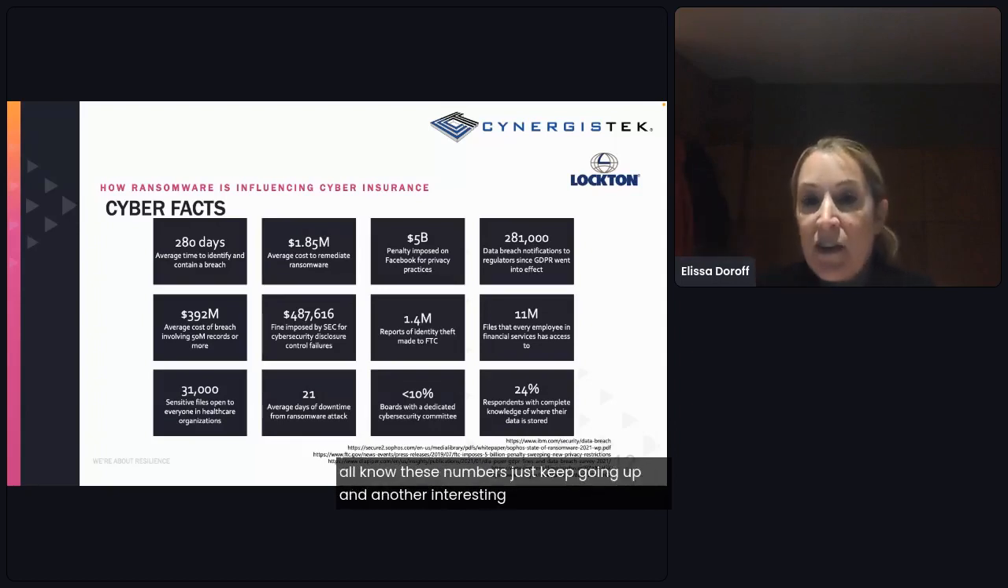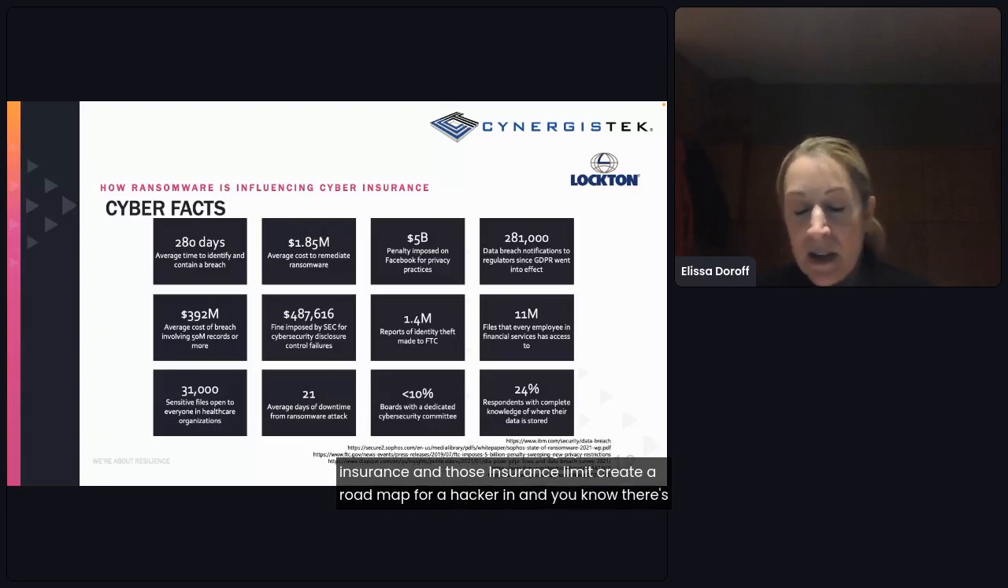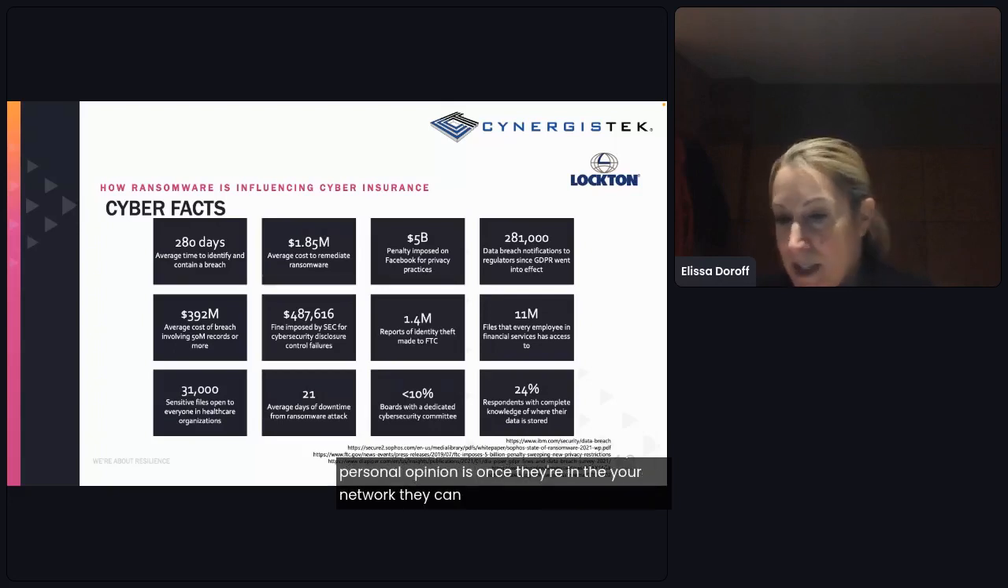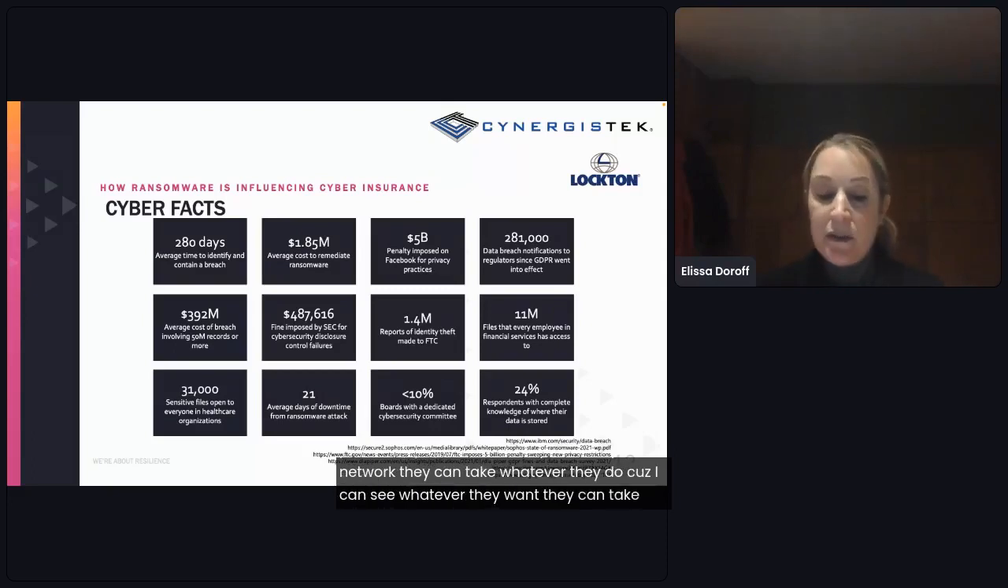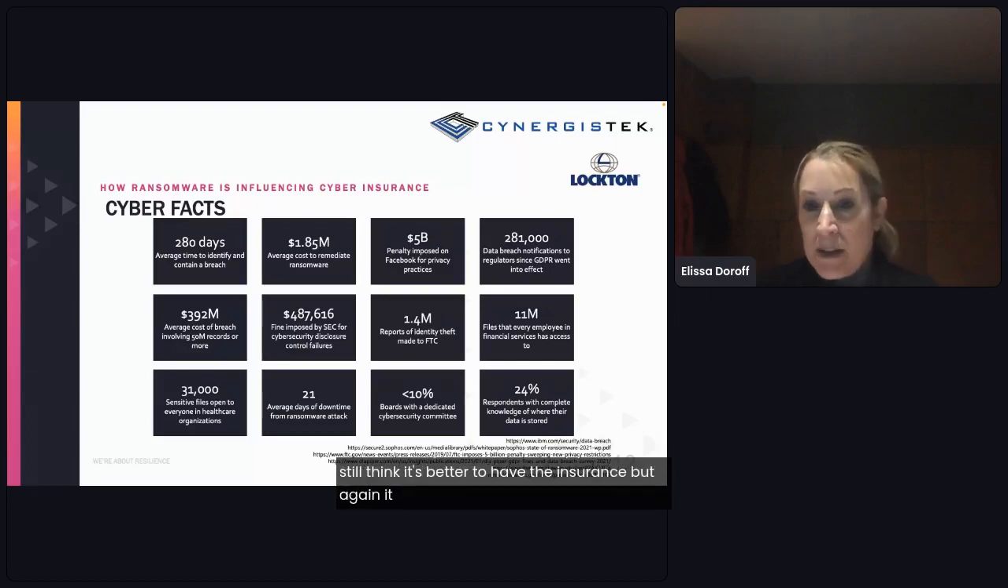And another interesting fact and topic for discussion is, there's been a lot of discussion around, does having cyber insurance and those insurance limits create a roadmap for a hacker? And there's differing perspectives on this. My personal opinion is once they're in your network, they can see whatever they want, they can take whatever they want. But certainly, I still think it's better to have the insurance. But again, it is a discussion, and it is an interesting topic and perspective.